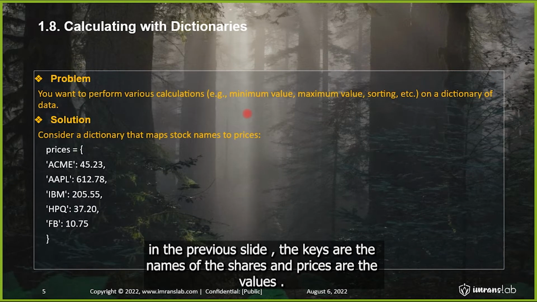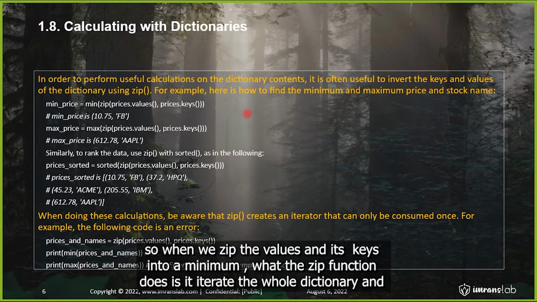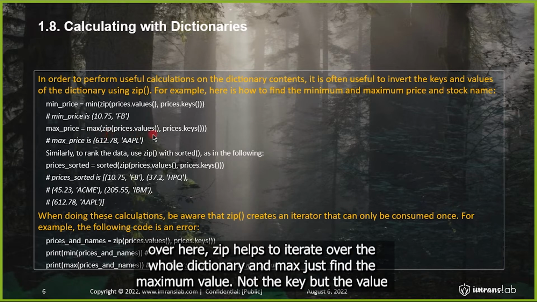Now, in the previous slide, the keys are the names of these shares and the prices are the values. So when we zip the values and its keys into a minimum, what the zip function does is it iterates over the whole dictionary, and min finds the minimum value in that dictionary. The same goes for the max function in the third line. Over here, zip helps iterate over the whole dictionary, and max just finds the maximum value, not the key, but the value in that share.